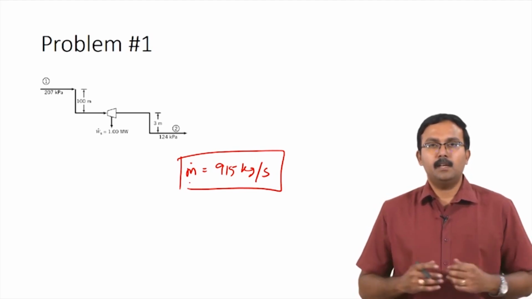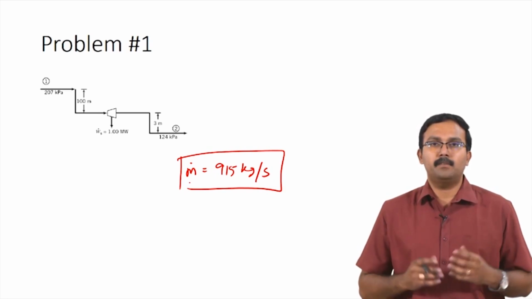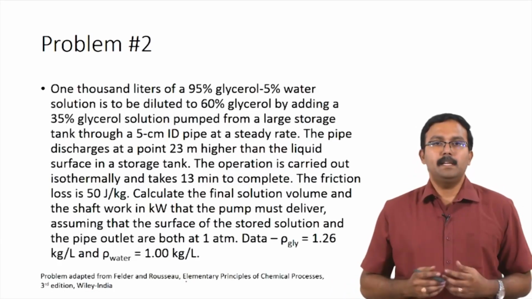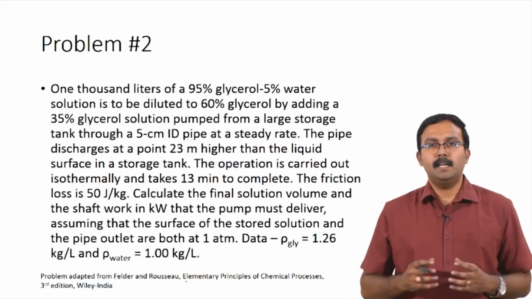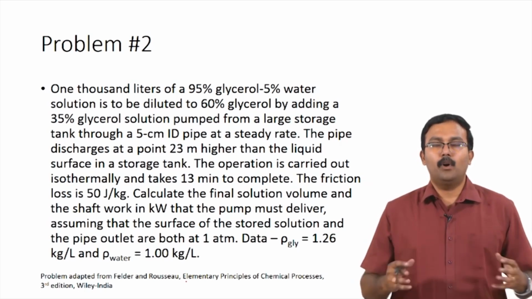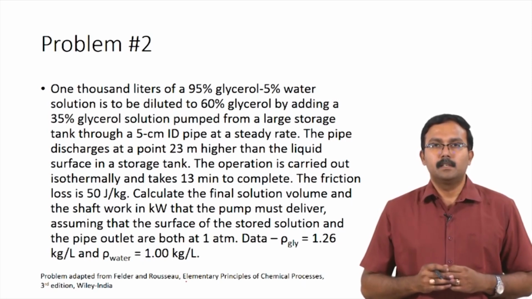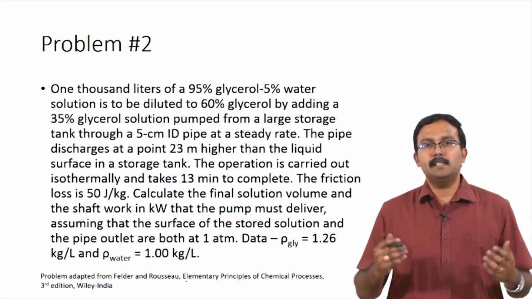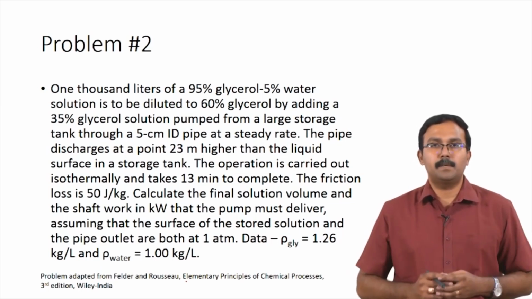Let us look at another tutorial problem to help us fully understand and get into the habit of solving mechanical energy balance calculations. In this problem, we have been given a mixture which contains glycerol and water, and we have also been told that the volume of this mixture is 1000 liters, and we need to finally prepare a mixture containing 60% glycerol instead of 95% glycerol.